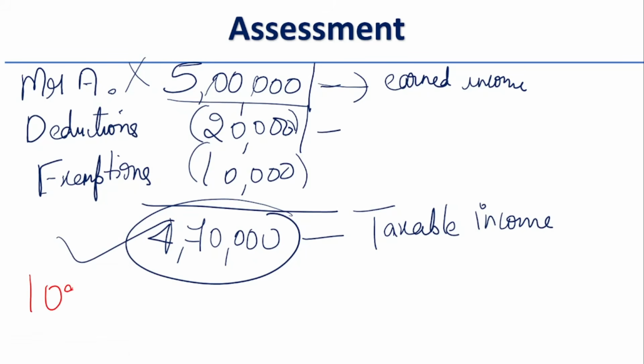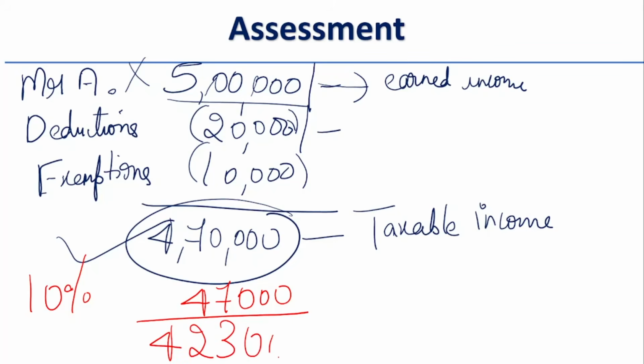Now let us think there is a 10% tax, which is nothing but 47,000, isn't it? So I'm assuming it, but the tax rate will be different. Just for giving the example, I'm assuming it as a 10% tax rate. So I need to subtract this 47,000 from 4 lakh 70,000, sorry. So when I subtract 47,000 from 4 lakh 70,000, I will get 4 lakh 23,000.